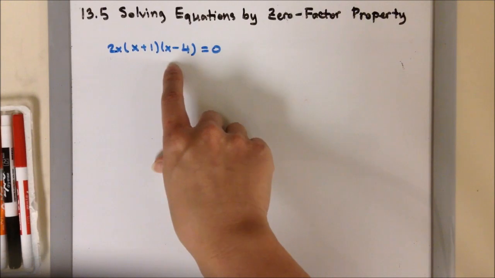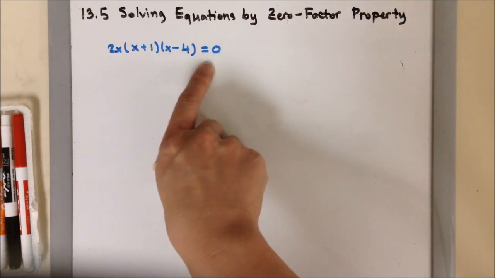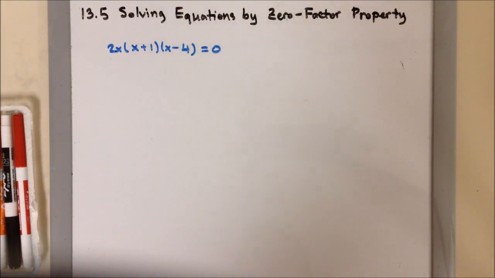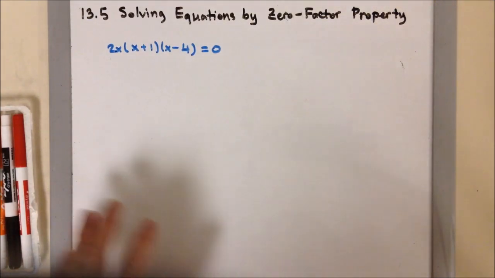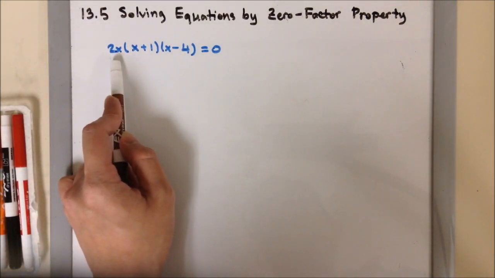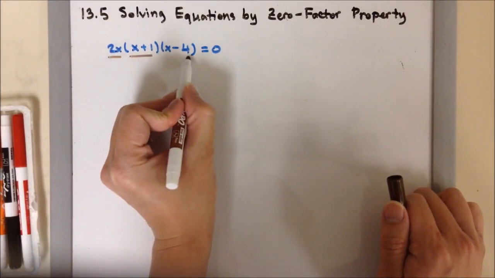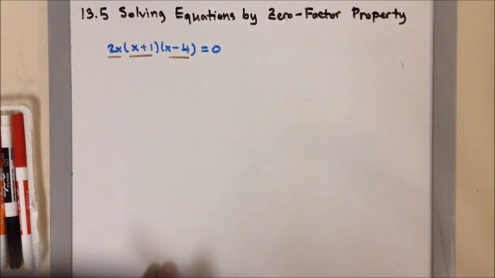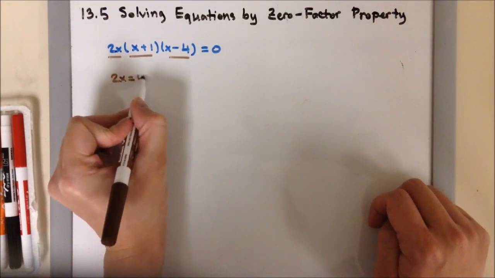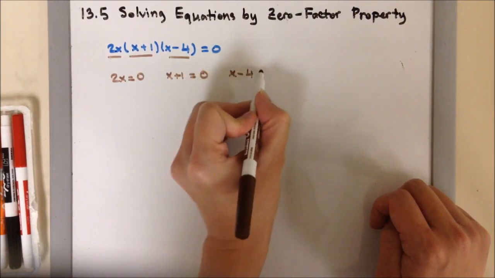So once you have an equation in factor form, and it equals 0, you can actually solve by setting each factor equal to 0 and solving for the variable. So in this example, I'm going to set each factor that has a variable, the 2x, the x plus 1, and the x minus 4. Now, you can only do this once you have gone into factor form. So 2x equal to 0, x plus 1 equal to 0, and x minus 4 equal to 0.